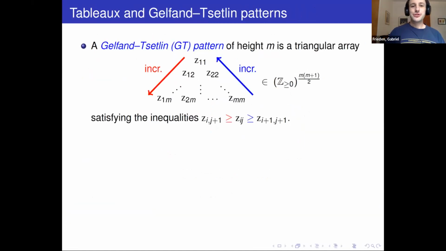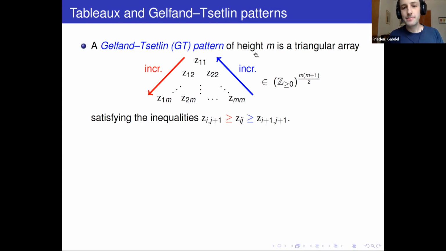Okay, so now I've told you what the geometric analog of a one-row tableau is, and I want to tell you what the geometric analog of an arbitrary tableau is. For this, we're going to use a different, equivalent way of thinking about semi-standard tableaux, which is Gelfand-Tsetlin patterns.